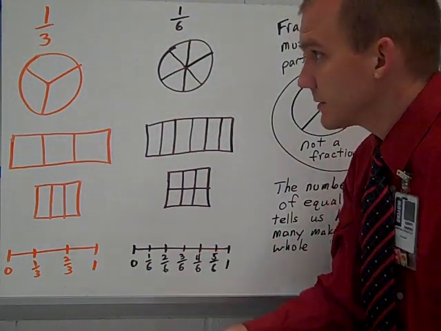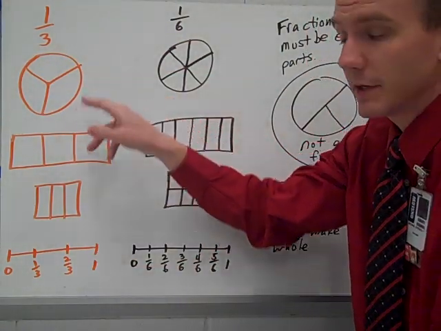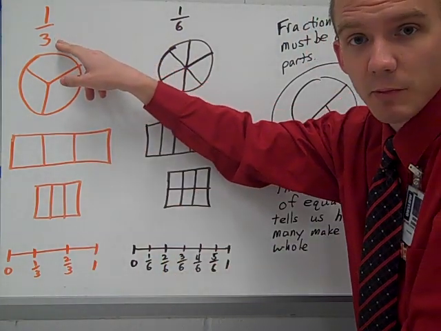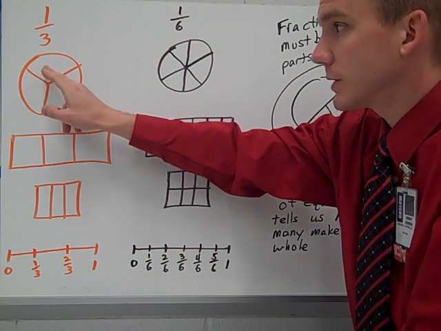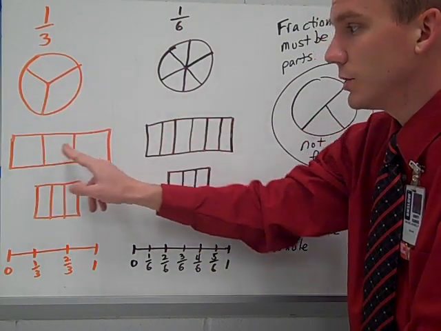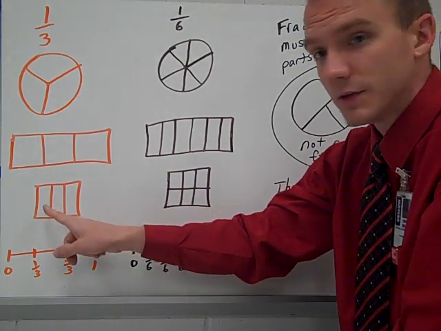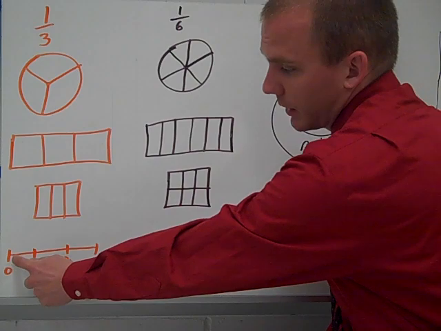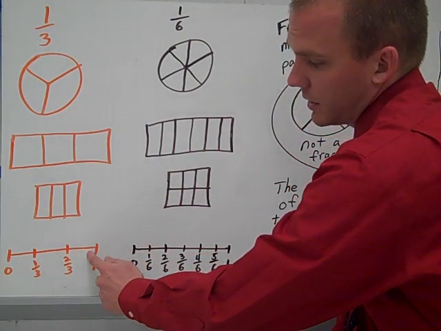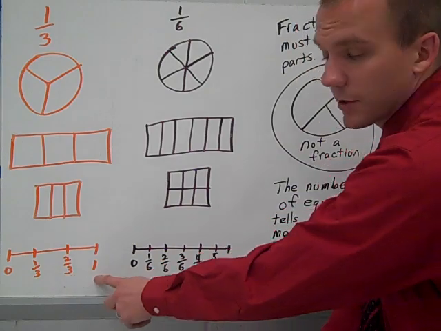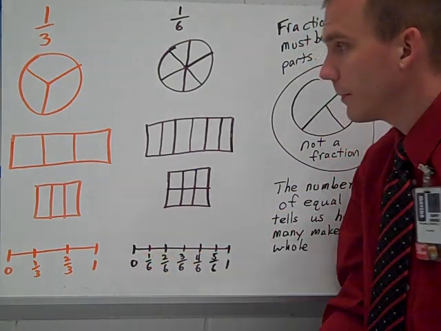Next we have thirds. With thirds, you split it into 3 equal parts. If you look at the bottom of the fraction, or the denominator, that tells us the number of equal parts. 1, 2, 3. In the rectangle, 1, 2, 3, we have thirds again. In the square, 1, 2, 3, we have thirds again. And on the number line, 1, 2, 3, or 0, 1/3, 2/3, 3/3, or 1.